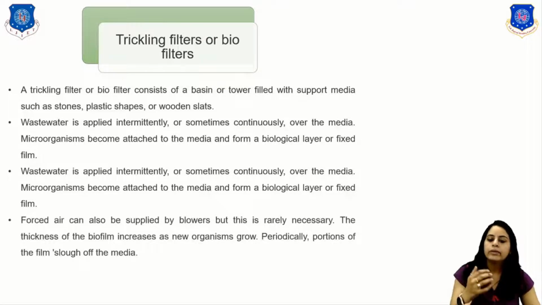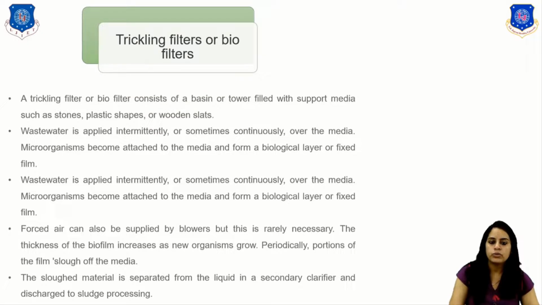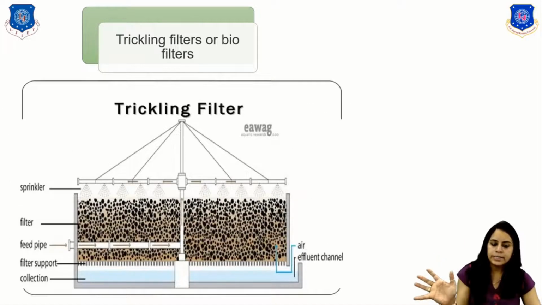After that, forced air can also be supplied by a blower, but this is rarely done, only whenever it is necessary. So the thickness of the biofilm increases as new organisms grow, and periodically a portion of the film sloughs off the media, right? And the sludge material is separated from the liquid in a secondary clarifier and discharged to sludge processing.